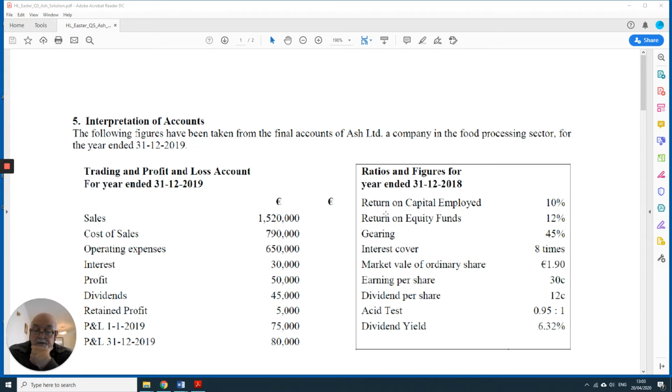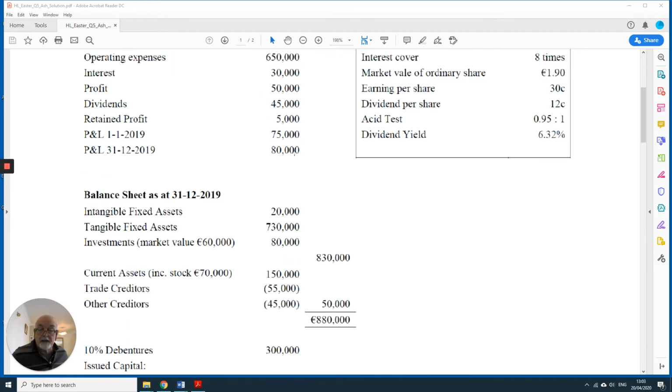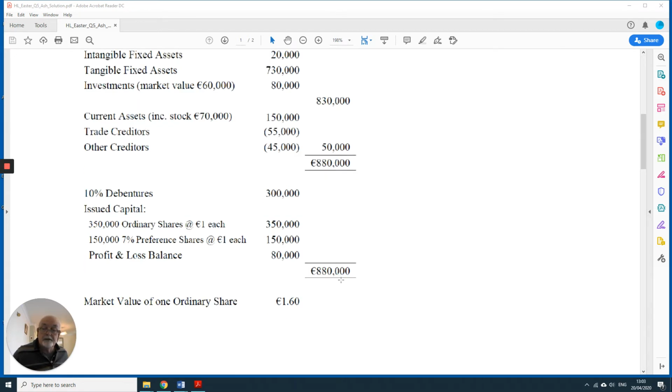Now, it's typical in these questions to look at the return on capital employed, and you'll remember that the return on capital employed is the net profit before interest and before tax, expressed as a percentage of capital employed. So in our case, we have no corporation tax, we have interest of 30,000, so we'd have to add the interest of 30,000 back to the net profit. So it becomes 50,000 plus 30,000, or 80,000, expressed as a percentage of the capital employed down there of 880,000, and that will give us 9.09% as our return on capital employed, or if you like, 9.1%.